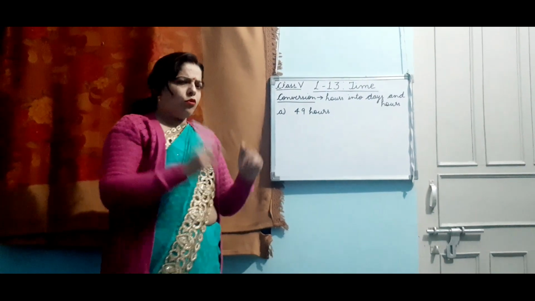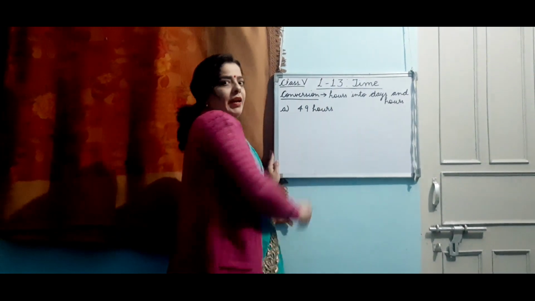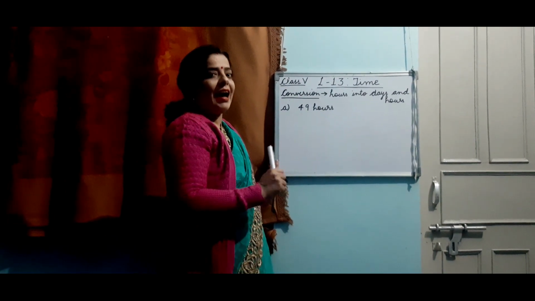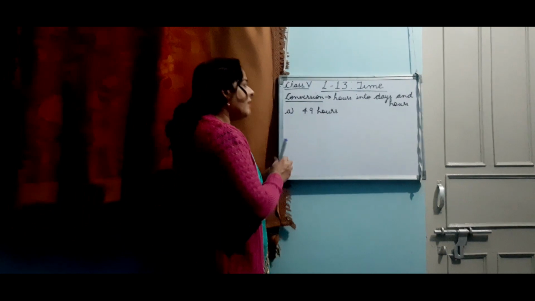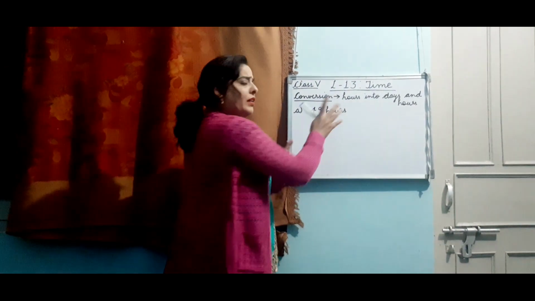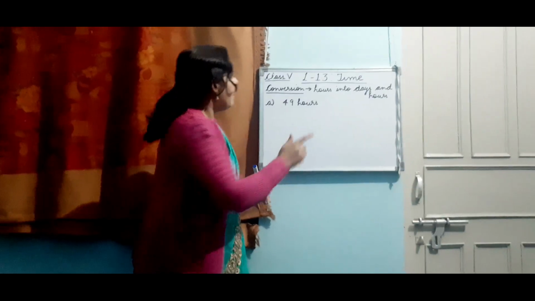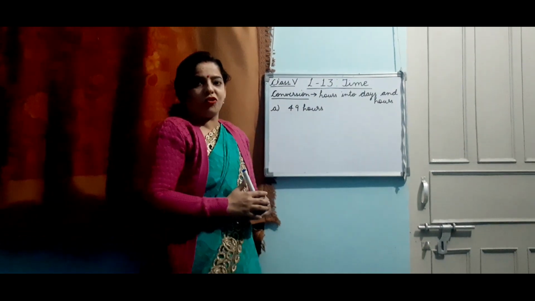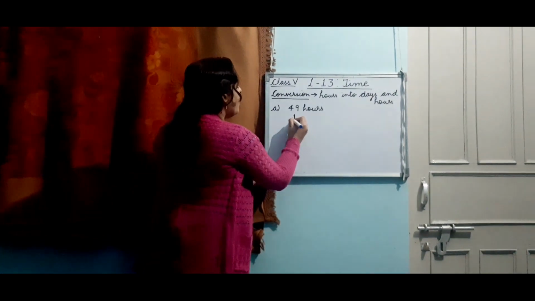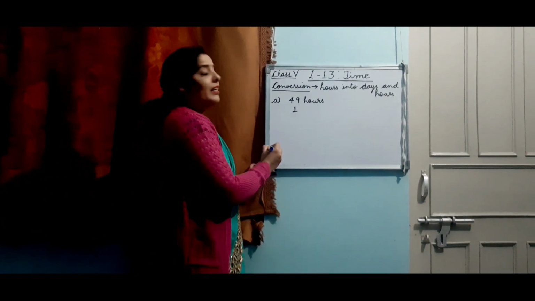Now what to do if hours is given and we are supposed to change it into days and hours? Now let me tell you, this time we will write the time fact related to hours and days only. But this time the smaller thing is given in the question. Hour is given in the question. So what are we going to do? We will write the time fact related to hour.